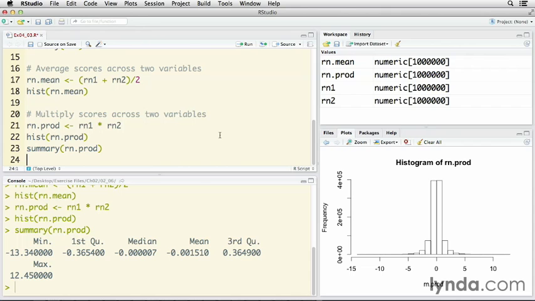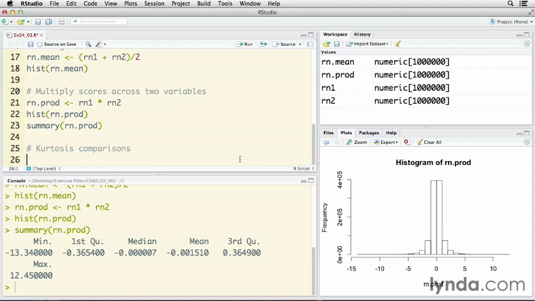The first quartile and the third quartile have pulled in. They were originally about 0.67. Now they're about half that. But what's most significant is the minimum and the maximum values, -13 and +12. That's standard deviations. That's very high ends for what we're dealing with here.